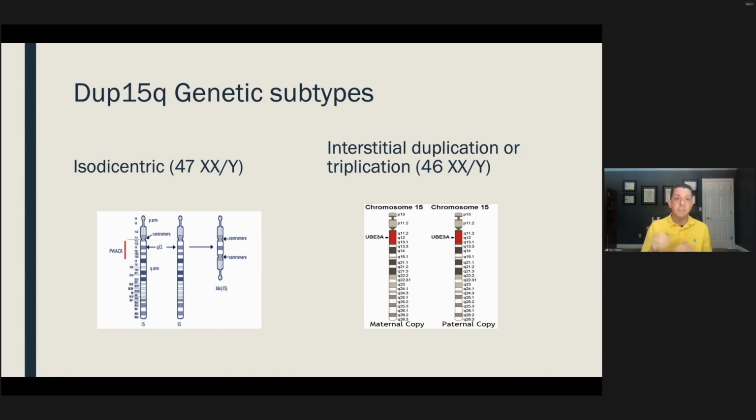Just going to start off, because it'll come up later, with a quick reminder of the two different subtypes of 15q duplication syndrome. There's the isodicentric, which is the extra chromosome, so 47 instead of 46, with two extra copies. And the interstitial duplications, where you have the same 46 chromosomes as everyone else, but there's an extra copy in one of the chromosomes. Rarely you can have triplication, which is two extra copies, but it's still just in those 46 chromosomes. And as we'll see, the more copies you have, the more severe the symptoms of the syndrome.